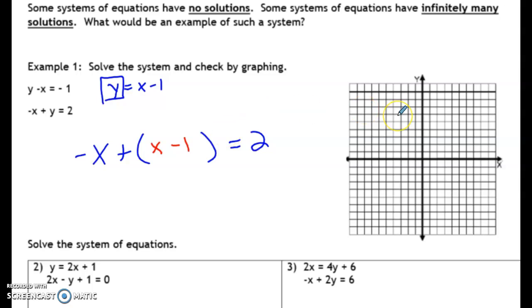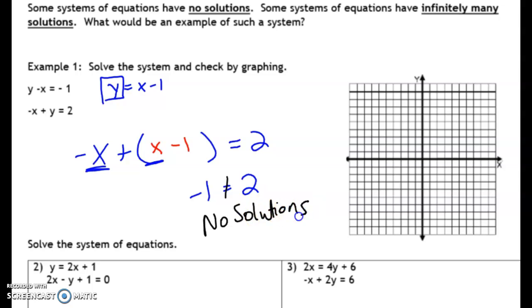Okay, so we end up getting negative x plus x minus 1 equals 2. If I simplify that, negative x plus x cancels the x, so we end up getting negative 1 equals 2. Does negative 1 equal 2? No, negative 1 does not equal 2, so it will be no solutions.